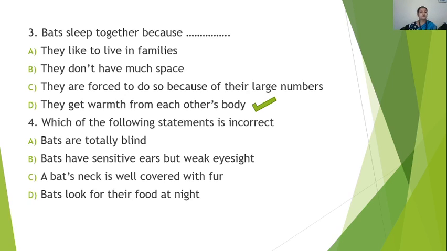Yes. Now let's come to the fourth. Which of the following statements is incorrect? Bats are totally blind. Of course, this is incorrect. They are not totally blind. Okay, but I will read the other options also. Bats have sensitive ears but weak eyesight. This is right. A bat's neck is well covered with fur. Right. Bats look for their food at night. This is also right. So what is my right option for this question? Bats are totally blind. This is incorrect. Okay, this line is incorrect. I hope you all must have solved exercise A.